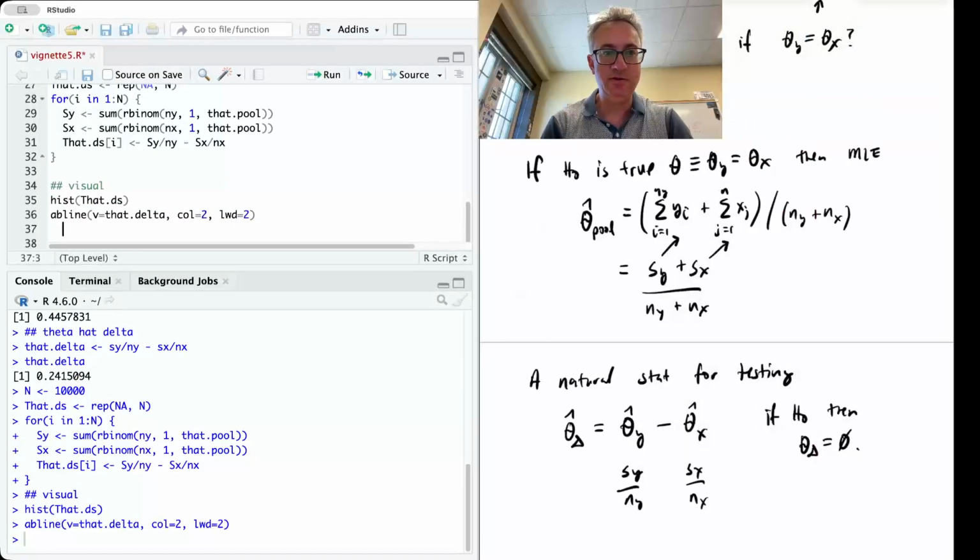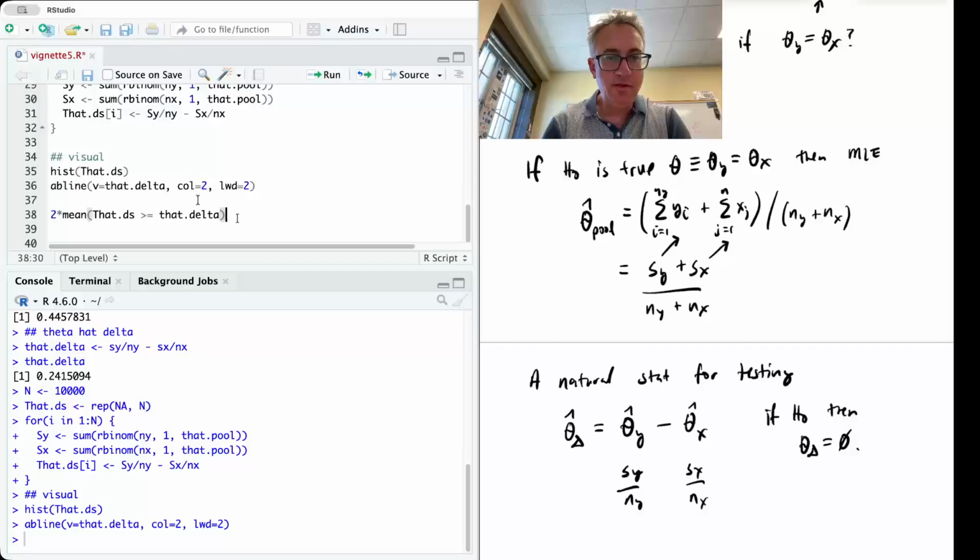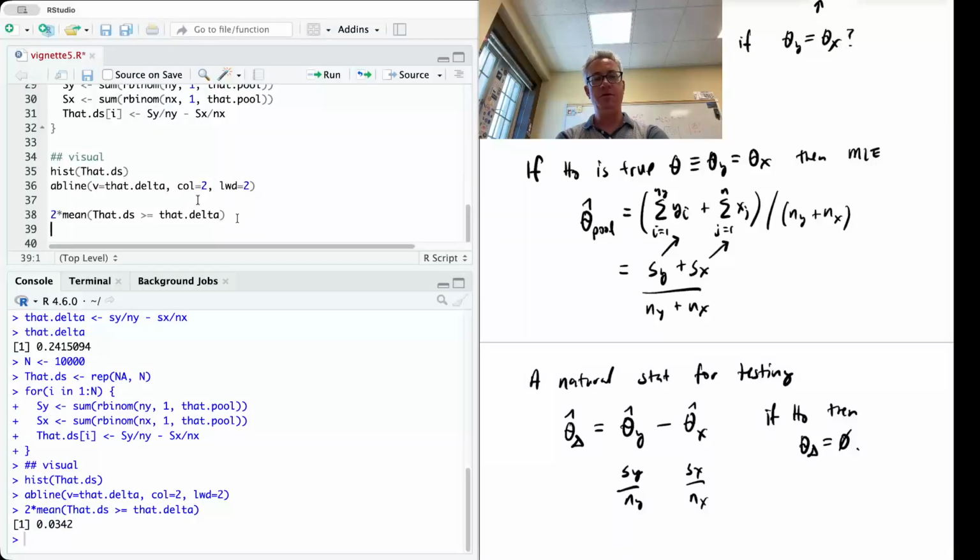Okay, so there is the observed value, which is in the tail. So it's going to be a close call. If I do a two-sided p-value, I'm going to do 2 times the mean of theta hat delta bigger than or equal to that observed delta. I did call it delta up above, yes. That's my p-value, which is 3.5%, so I would reject the null hypothesis at the 5% level because the p-value is less than 0.05.